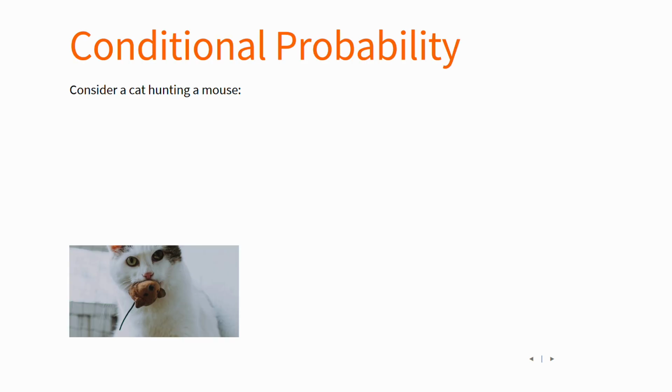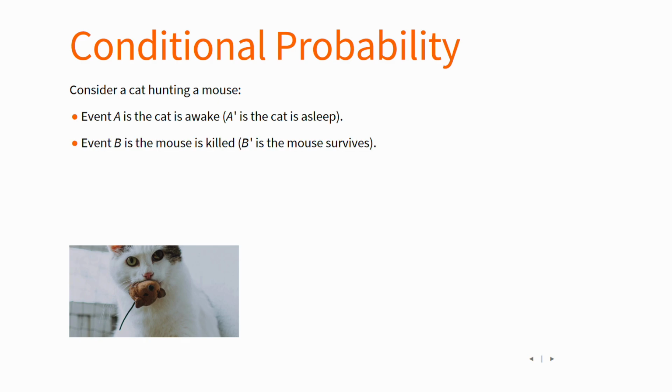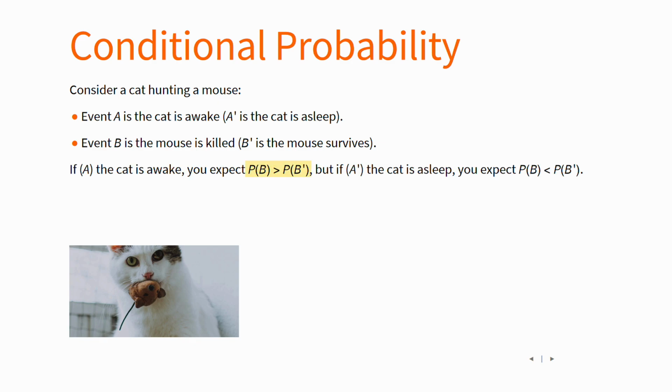Practically, simultaneous events are rare, and most events are sequential, meaning one event may affect the other, and so it would imply dependence. Consider a cat and mouse. The event A is the cat is awake, otherwise it's asleep. Then, event B is the mouse is killed, otherwise it's alive. If the cat is awake, you would expect the mouse to be more likely to be killed, but if the cat is asleep, you expect the mouse to be more likely to survive.